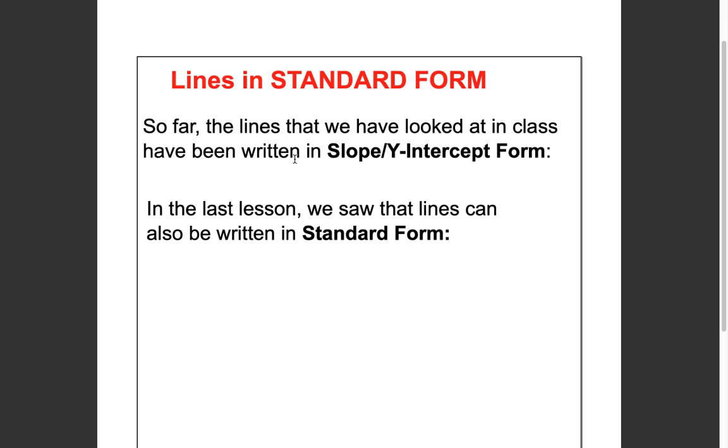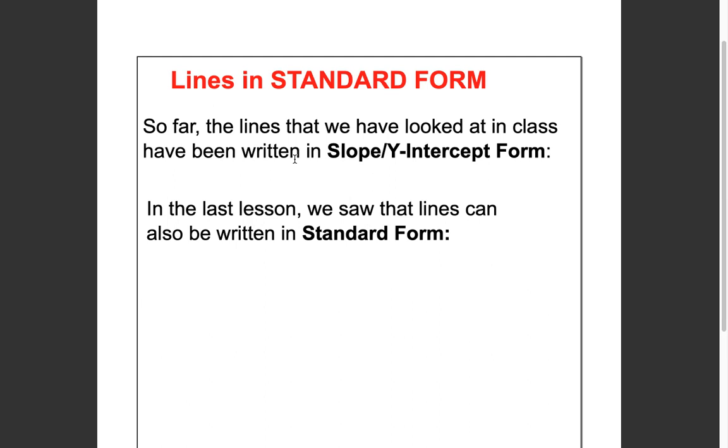Okay, so up until now, we have spent most of our time focusing on lines written in slope y-intercept form, and that is y equals mx plus b, or y equals the rate of change x plus the initial value. In our last lesson, we were introduced to a new way of writing a line, which is called standard form, which was ax plus by equals c. So basically, those two forms can be used to represent the same line. They're just rearrangements of each other.